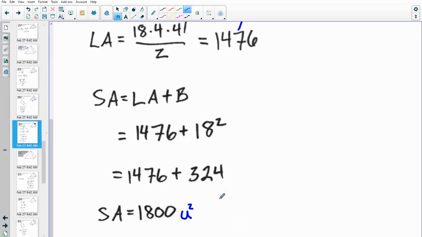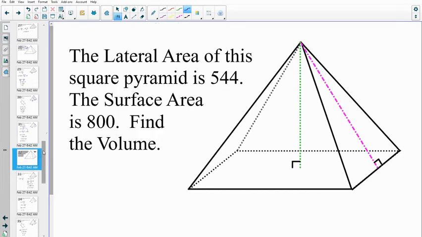All right, so again, plug in the formula, figure out what you're missing. You may need to use several different formulas, but use the information that you have to figure out which formula to use. One more for us today.